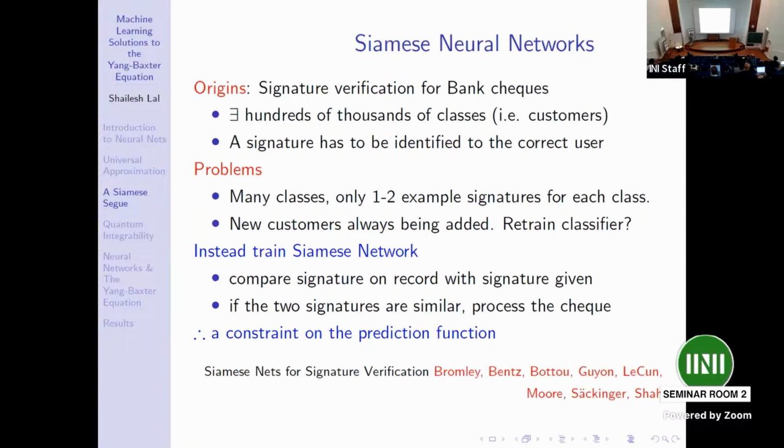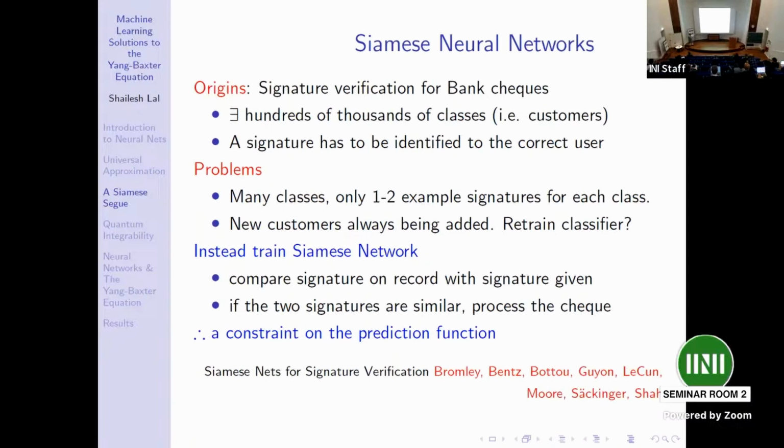This is the exact opposite of doing machine learning with, say, CIFAR 10 or MNIST, where you have 10 classes and maybe a million examples. This is really the exact opposite of that. And also, new customers are being added, old customers are leaving all the time. So should you really retrain the classifier for these hundreds of thousands or millions of classes every time this happens? Rather than doing that, these people figured out a beautiful solution.